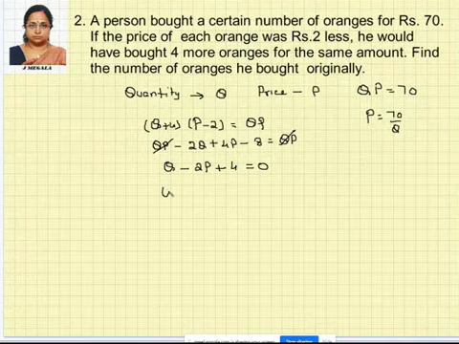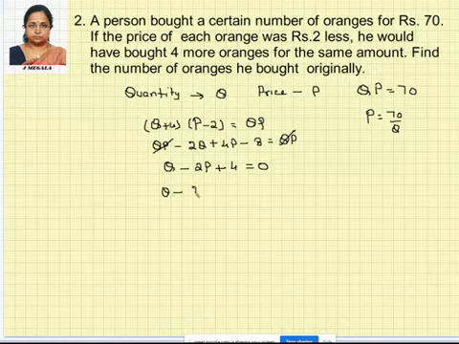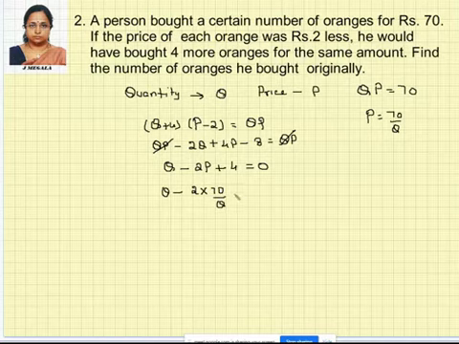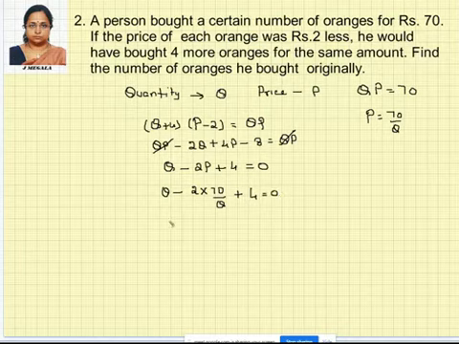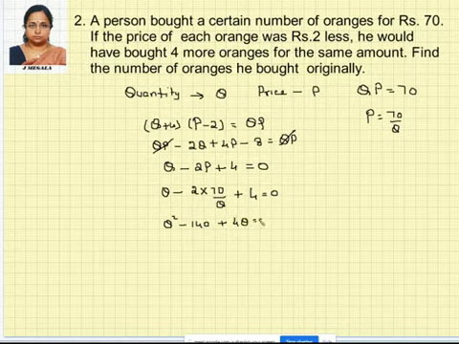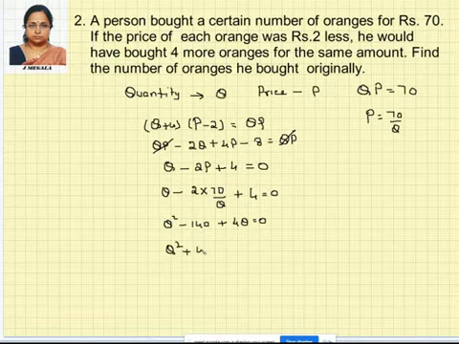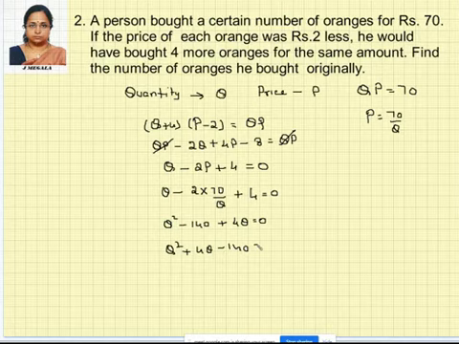Now do it. Q minus 2, and P is 70 by Q, and 4 equal to 0. Multiply through by Q. So this becomes Q square minus 140 plus 4Q equal to 0. And interchange and write it in a proper way. Bring this 4Q to this side, minus 140 equal to 0. So you have this equation now.